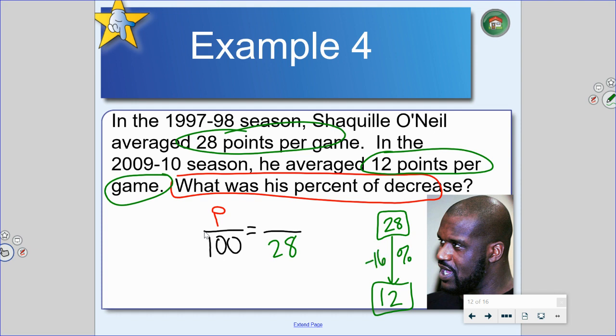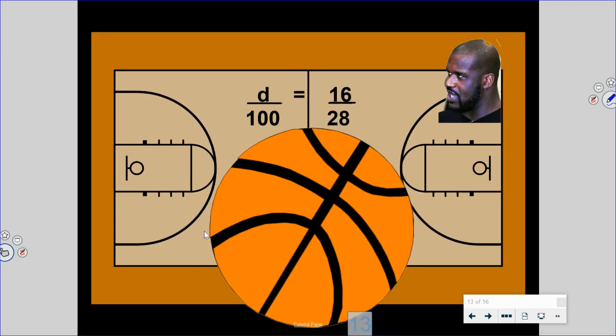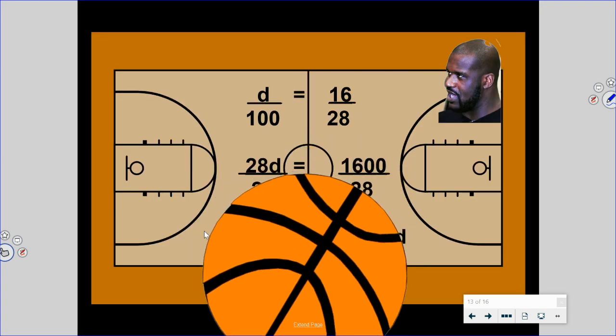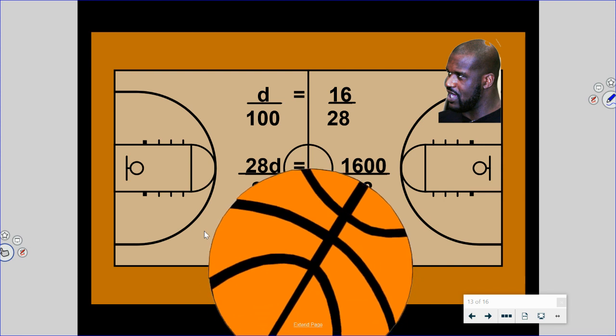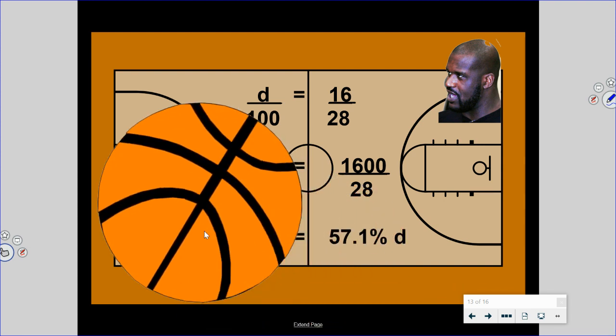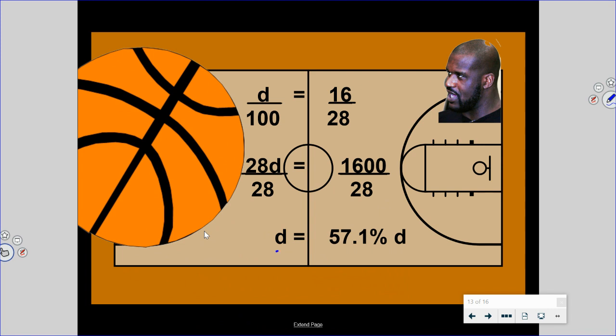And ladies and gents, it did go down 16. Now, I keep forgetting to estimate. Mr. Callan. Notice that 16 compared to 28, it's a little more than a half. So my estimation, I don't know, maybe 55%. Let's find out on the next time. Go ahead and use your cross products. 28 times D, 16 times 100. Divide by 28, and that's awfully close. Don't forget to write that percentage symbol. Don't forget to write that D for decrease.